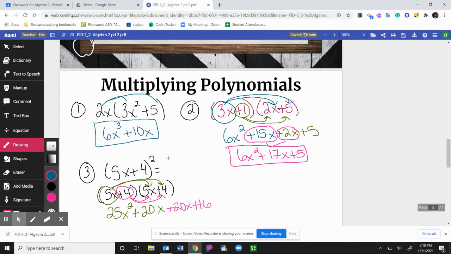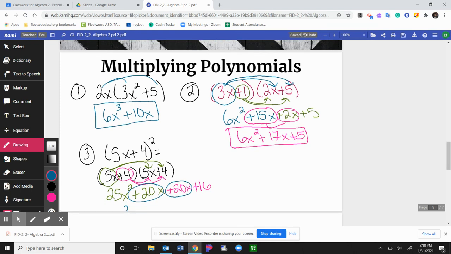Now I can look here and ask, is anything like terms? The answer is yes, my middle terms. So I'm going to bring down my 25x squared. I'm going to combine my two middle terms here. 20x plus 20x gives me 40x. Notice how it's just 40x, not 40x squared. Be very careful with that. And then bring down my 16, and that right there is my answer.